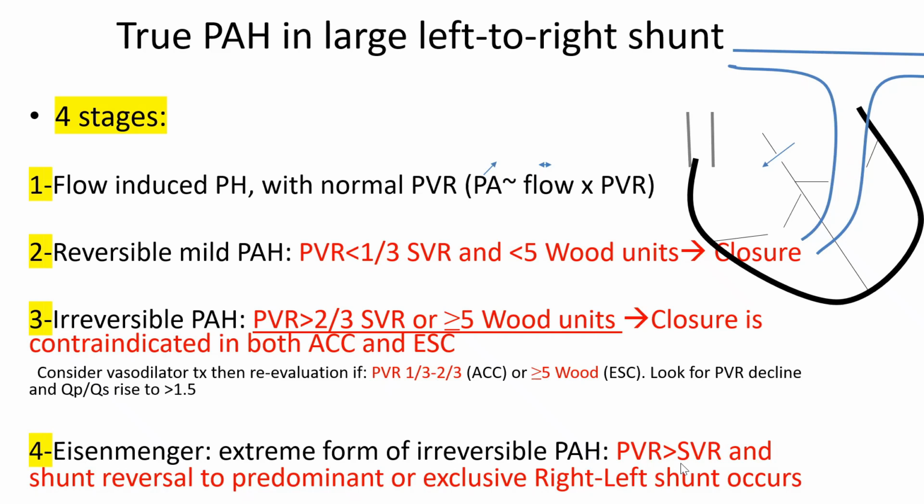Eisenmenger is an extreme form of irreversible PH. PVR is more than SVR. You have absolutely no reversibility with vasodilator treatment.